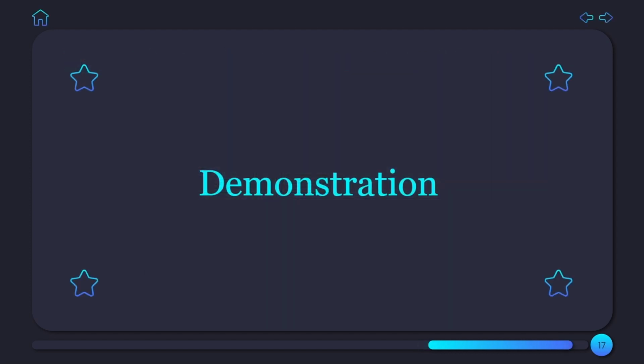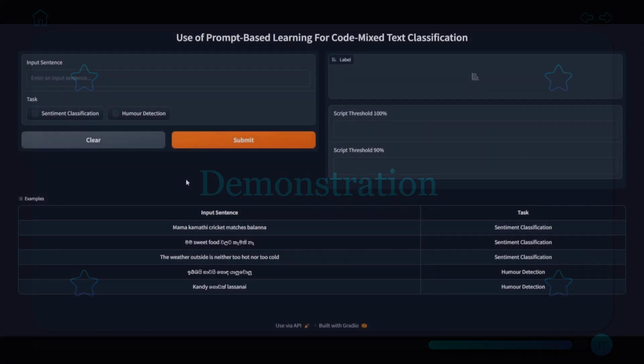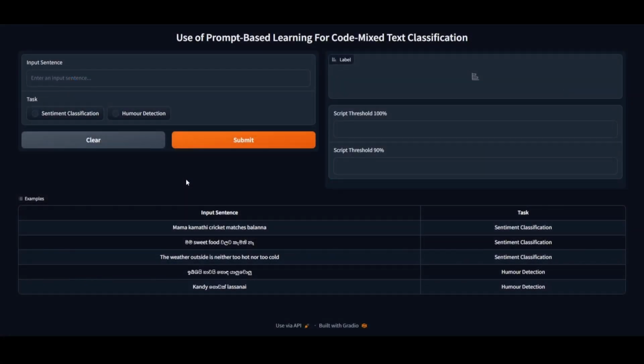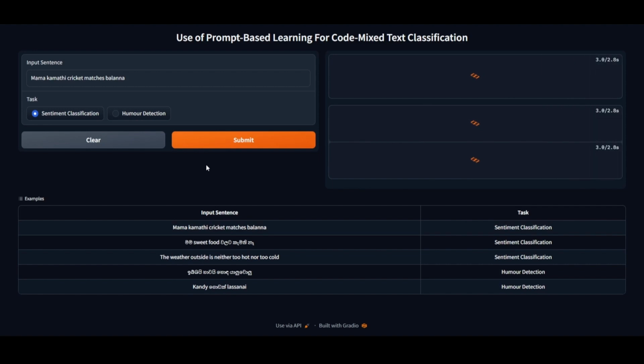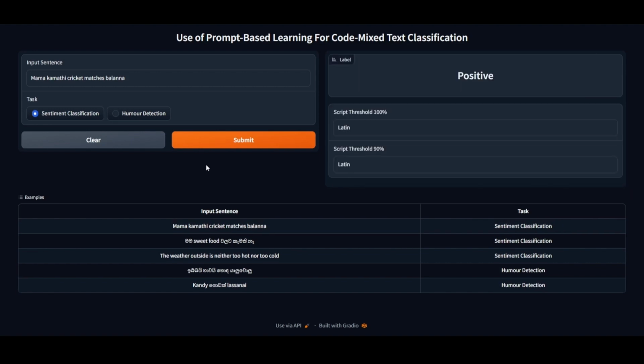Now let's move on to the demonstration of the proposed solution. Our proposed solution contains multiple code mixed text classification models, and we will now demonstrate the capabilities of the best performing model for classifying the code mixed text. Let's take a look at 5 example input sentences and the classification tasks they are used for. The meaning of the first sentence is, I like to watch cricket matches. When we input this sentence, the sentiment is identified as positive, and since all the characters are in English, the script is identified as Latin.